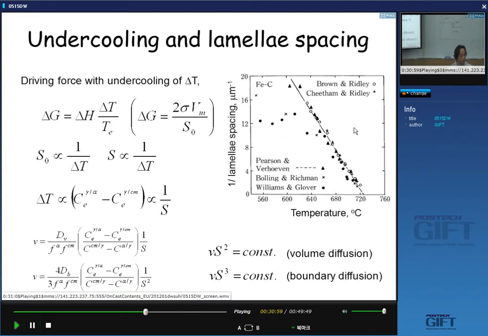Of course, in a typical case, the value is between 2 and 3, which means that both diffusion through the austenite grain and diffusion along the interface can contribute to the growth of the pearlite. Okay? Not okay?